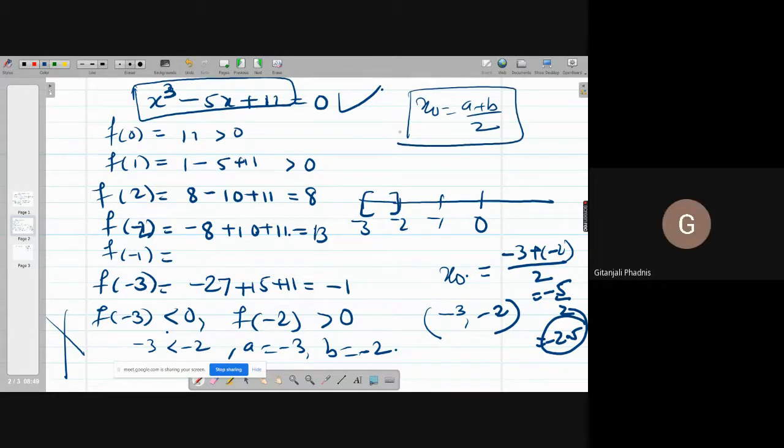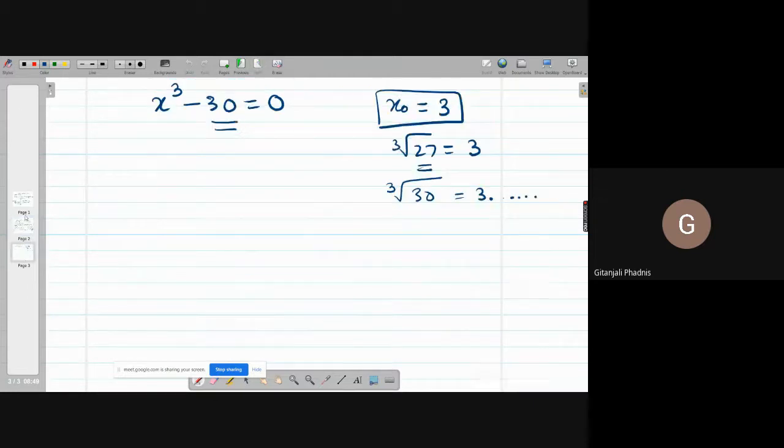Now, why we are applying Taylor's expansion formula, that we want to see here. Okay, so when I say x cube minus 5x plus 11 equal to 0, I am calling this particular part my f(x), right? Now, let me make it easy. I will consider this example only. x cube minus 30 equal to 0. This is my f(x). Now I am guessing initially that x naught could be 3.